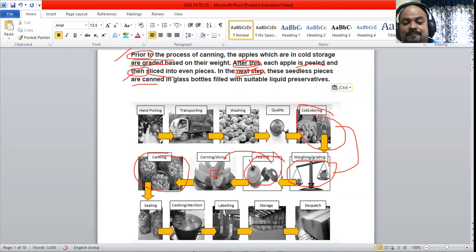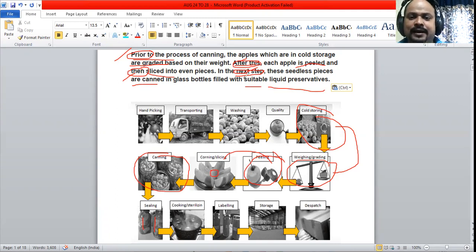So you can see some sort of water here. You don't know exactly what it is, but you know for canning purposes we have to use preservatives. So what sorts of preservative? It may be some type of liquid preservative. That's why I have written suitable, appropriate liquid preservatives. That's what we have used there.